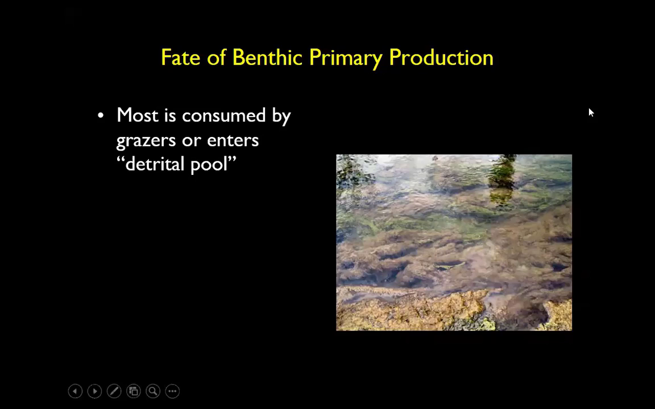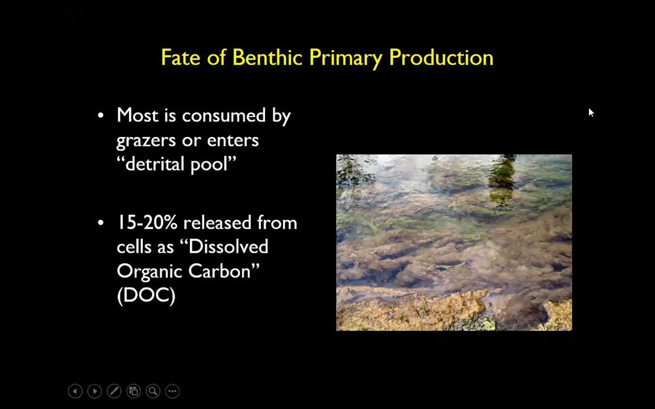So it's eaten either way, but it's either eaten by the grazers or consumed by species further on down. Interestingly enough, thinking about different pools of carbon and their importance to different consumers, about a fifth of it, does that seem like a lot, can be released from cells as dissolved organic carbon. That's a lot, right? A fifth of all the energy captured by those primary producers. Where do you think that dissolved organic carbon goes?